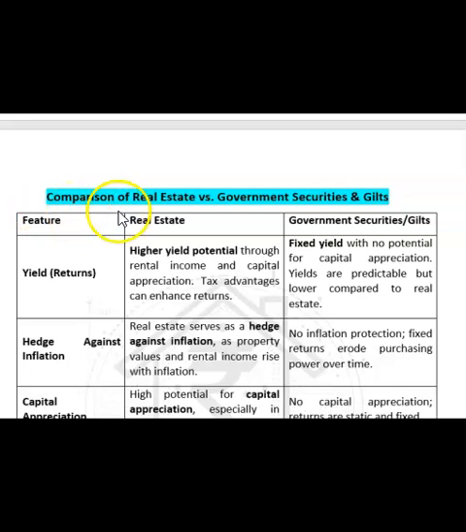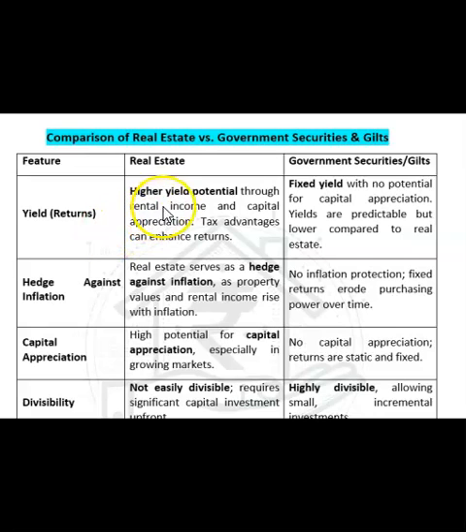Now we can compare real estate versus government securities and gilts in tabular form. Yield: real estate has higher yield potential, rental income plus capital appreciation. You have taken a loan, tax advantage can enhance returns. Also, you can take the benefit of the appreciation. Government security: fixed yield with no potential for capital appreciation. Yields are predictable but lower compared to real estate.